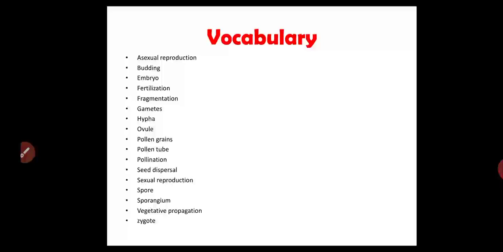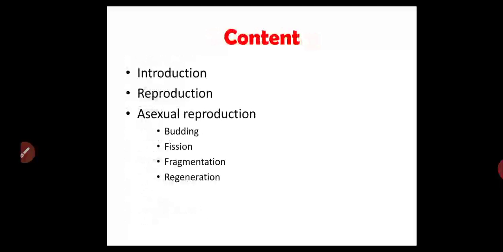The vocabulary words are asexual reproduction, budding, embryo, fertilization, fragmentation, gametes, hypha, ovule, pollen grains, pollen tube, pollination, seed dispersal, sexual reproduction, spores, sporangium, vegetative propagation, zygote.